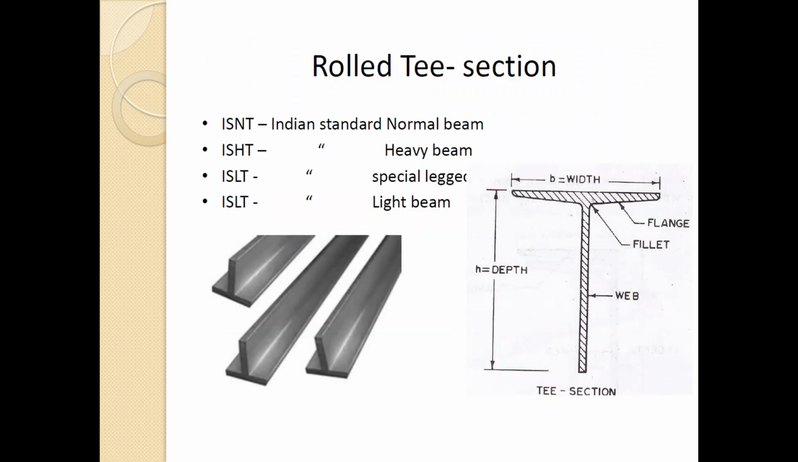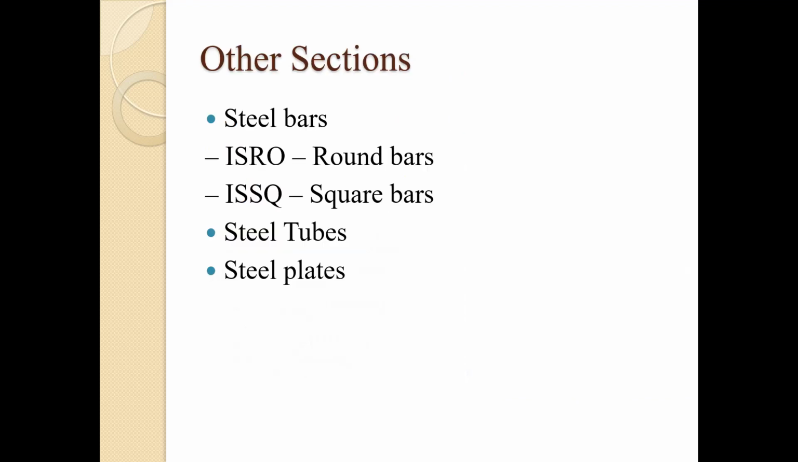Now T section. So here ISNT, that is Indian Standard normal T section, ISHT, that is heavy T, ISST is the special T, and ISLT is the light T. Here again you can see the depth and width of the T section. Other sections are steel bars, that is ISRO for round bars and ISSQ for square bars, and steel tubes and steel plates are there.